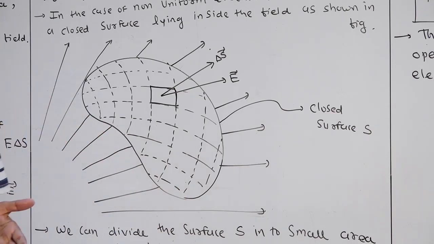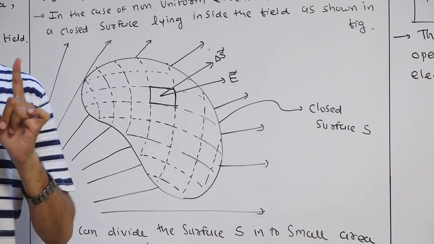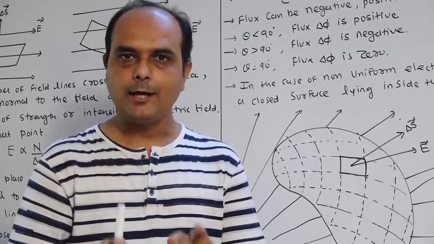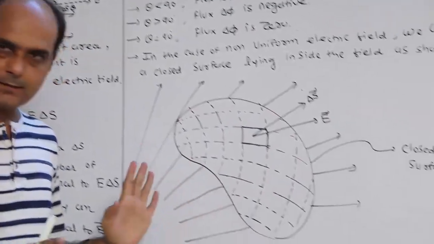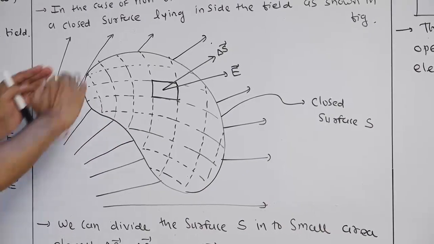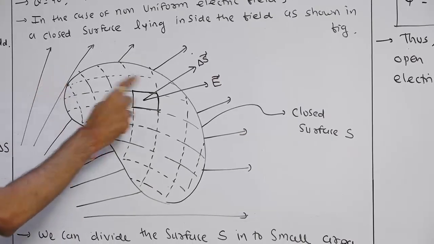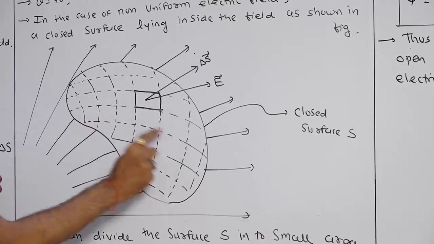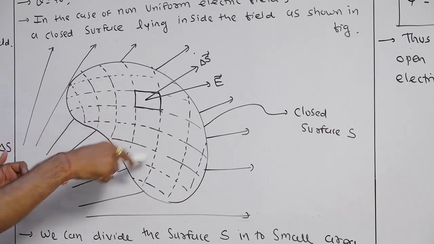Then how to calculate this electric flux? To calculate the electric flux linked with this arbitrary closed surface in the non-uniform electric field, the whole surface is to be divided into very small area elements.